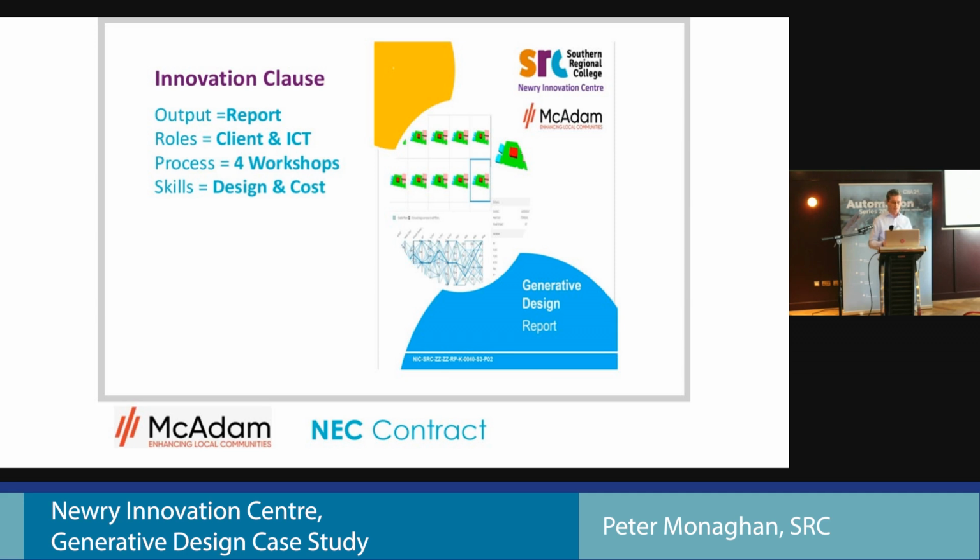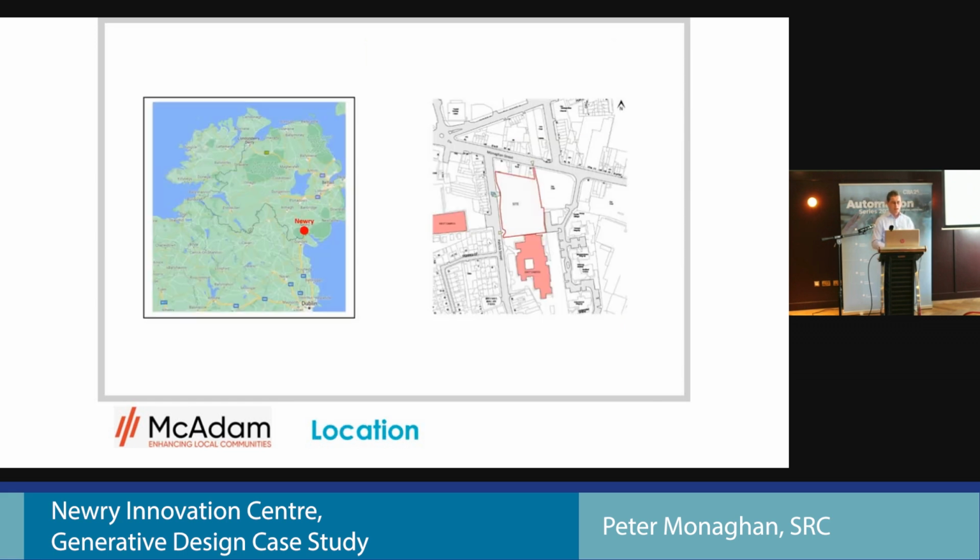At stage 2, we were looking at a design partner. And we ended up with McCallum Design, and we were hoping that we would get someone who would be a partner rather than just someone delivering a clause in a contract to the minimum standards. And we did get that with McCallum Design. It's been excellent. The site was in Newry. It's a vacant site beside one of our existing campus buildings in Rede, and we put out a tender.